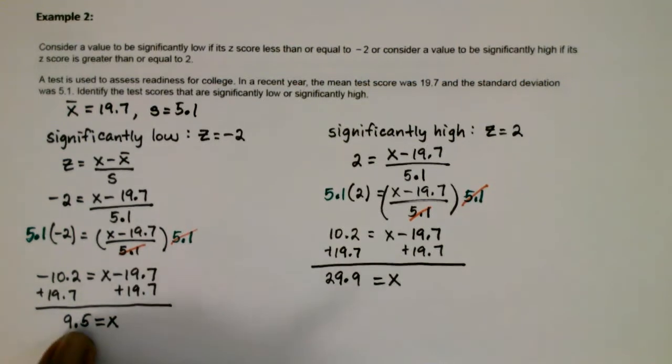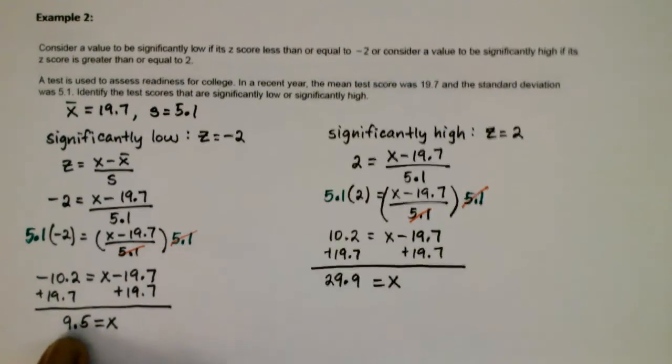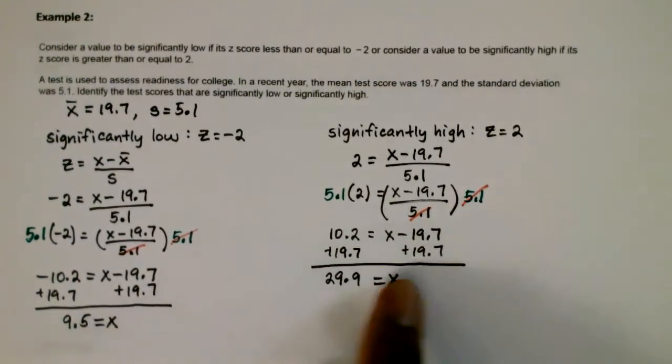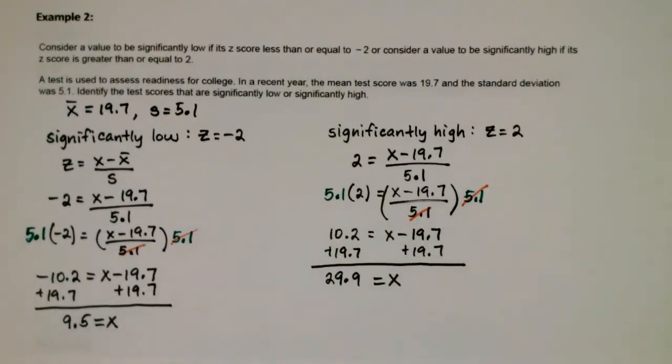And any x value that's less than or equal to 9.5 would be significantly low. Okay, so in this case, a test score is significantly low if it is less than or equal to 9.5, or significantly high if it is greater than or equal to 29.9.